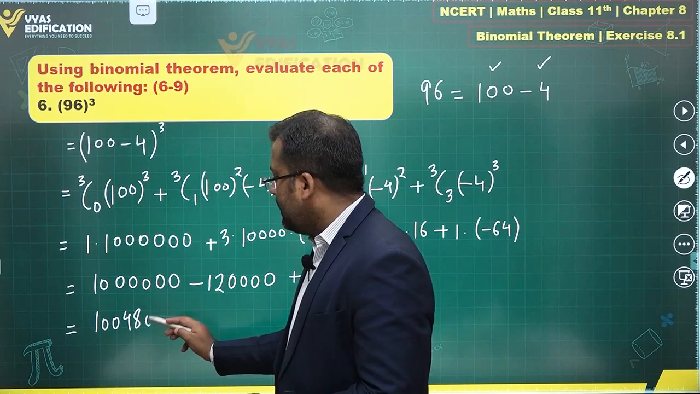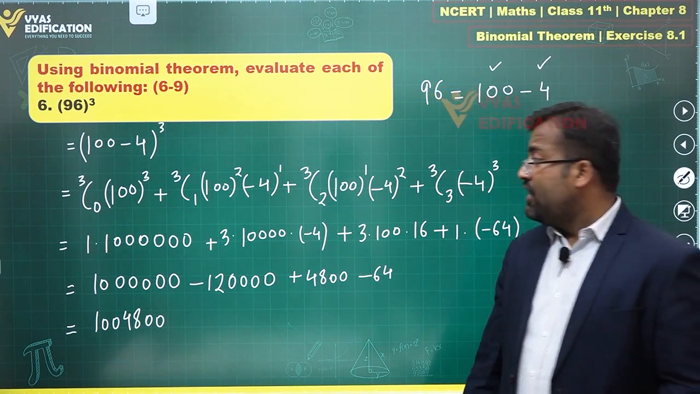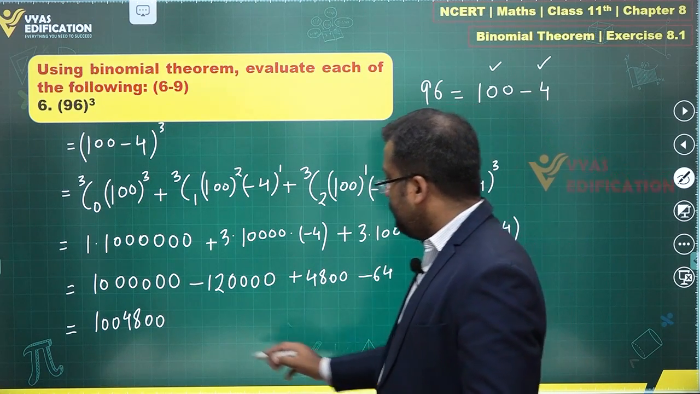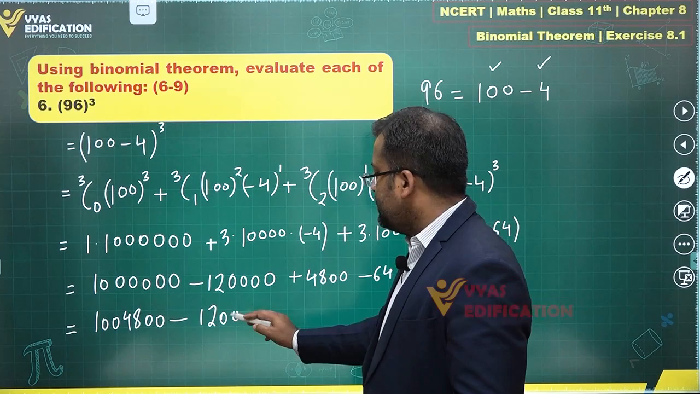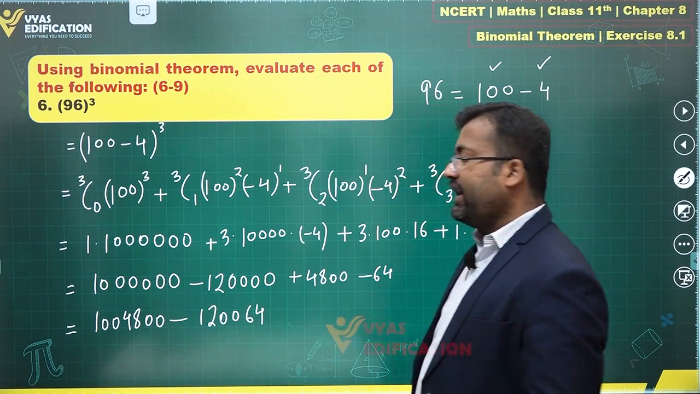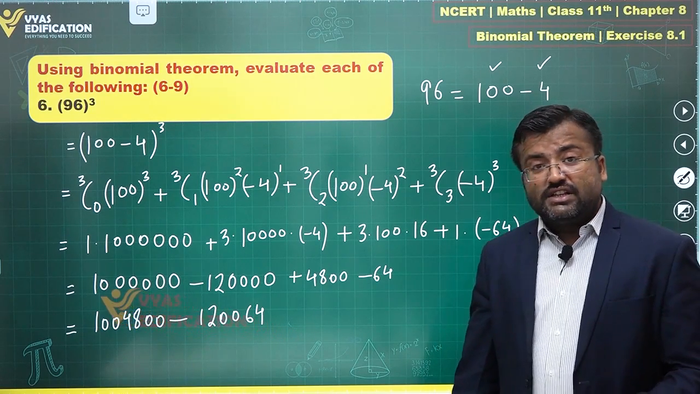You'll have 1004800 over here when you add this and that. That's pretty simple. What next? You add these two after taking a minus common, and what you get is 120064. Is that okay? Yes. Once you're through with this much, what next?